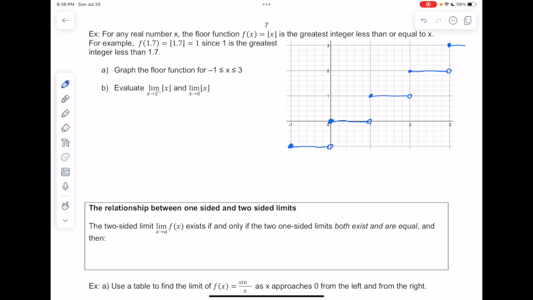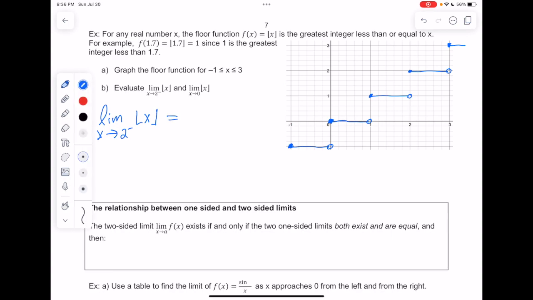All right, let's go ahead and get rid of that, and let's go back and start working on the next part. Evaluate the limit as x approaches 2 from the left, and also the limit as x approaches 0 for this function overall. So we're looking at a one-sided limit from the left and an overall limit at 0. Let's start off with the limit from the left. So the limit as x approaches 2 from the left of the floor function of x, what would that be equal to?